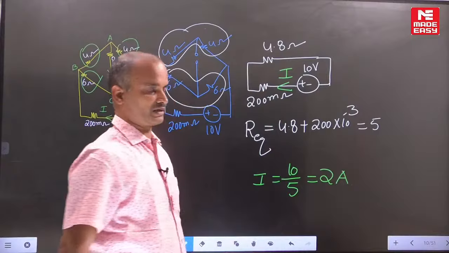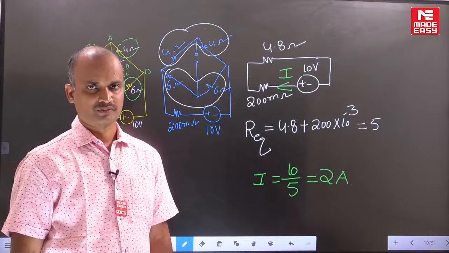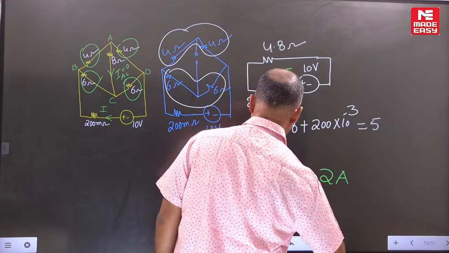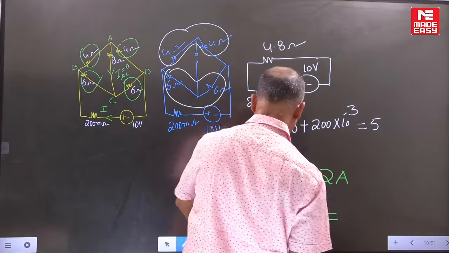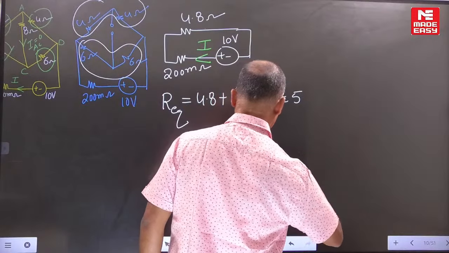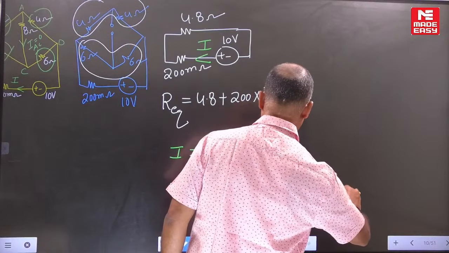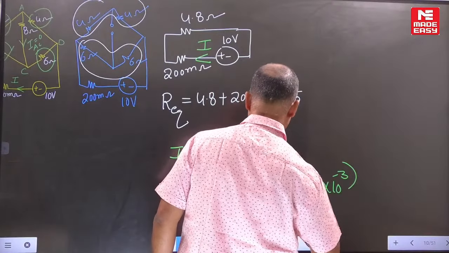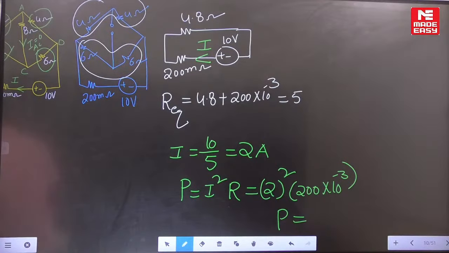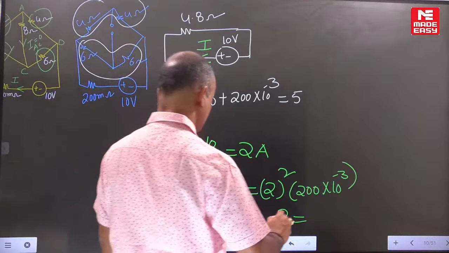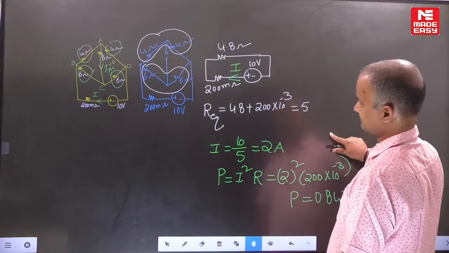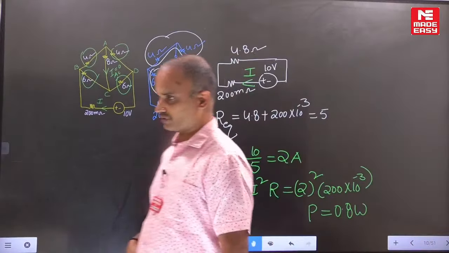The question is asking for the power dissipation corresponding to 200 milliohms. We can simply find it with I square R. The current through this one is 2 amperes. Our requirement is the power corresponding to 200 milliohms. What is the answer? Many students are saying the answer. Very good, 0.8 watts.